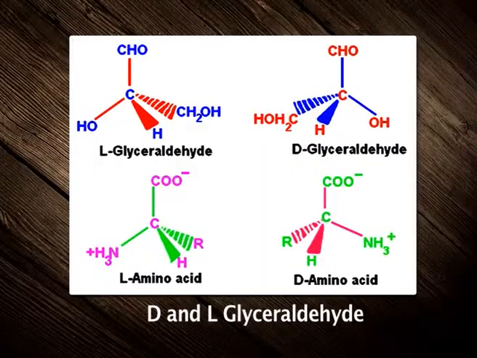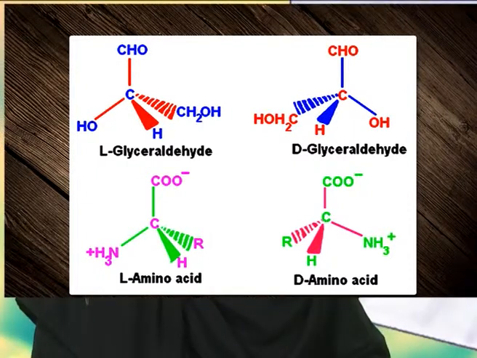The stereoisomers of all chiral compounds having a configuration related to that of L-glyceraldehyde are referred to as L, that is, for levorotatory, meaning left, and the stereoisomers related to D-glyceraldehyde are designated as D. The D comes from dextrorotatory, meaning right. The amino acids found in proteins are L-alpha amino acids.